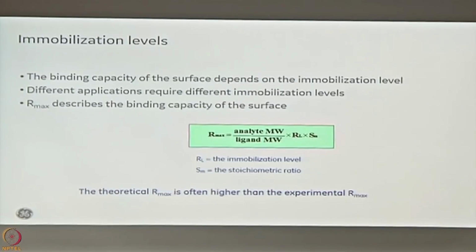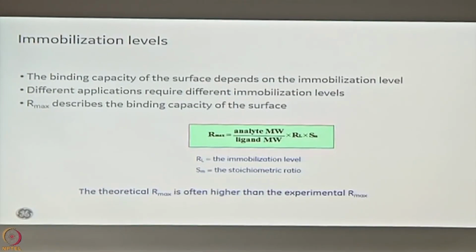So, Rmax, we have not talked about Rmax yet. Rmax is called the maximum binding capacity of your surface. Once you immobilize your surface, the capacity of the surface to bind maximally your analyte, that is your Rmax. Okay. RL is the ligand immobilized.